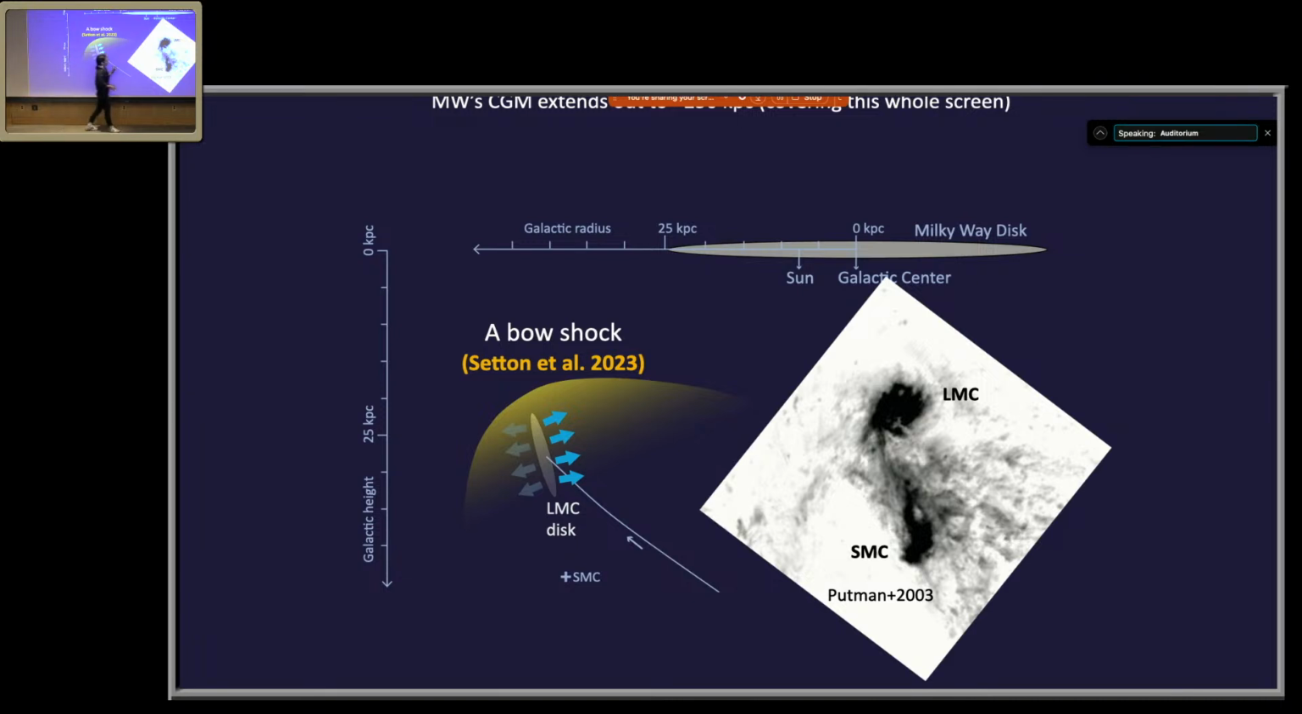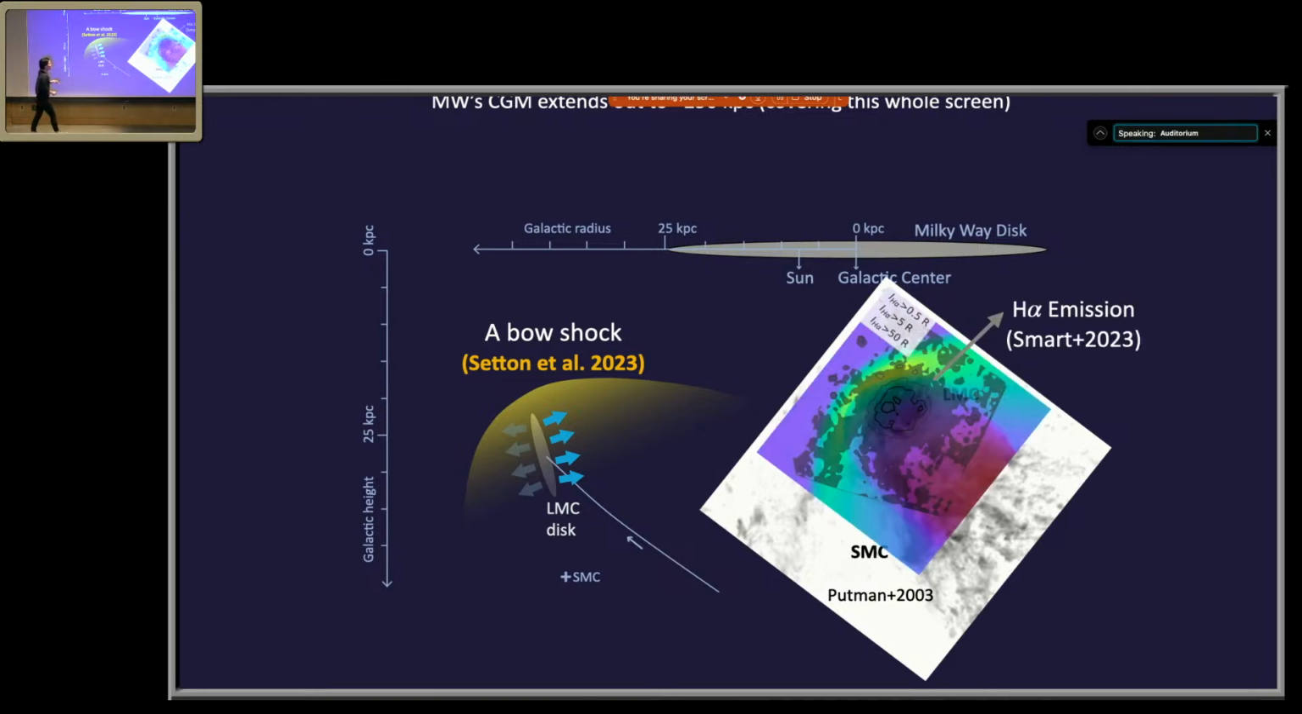First of all, if you look at the SMC and NMC H1 distribution, you see this compressed edge, and that's believed to be formed by the ram pressure from the Milky Way's CGM. So that's one tentative evidence. The second is the H-alpha emission, where you see the morphology of the H-alpha emission actually match up with the morphology of the bow shock pretty well overall. So that's the first thing I want to discuss.